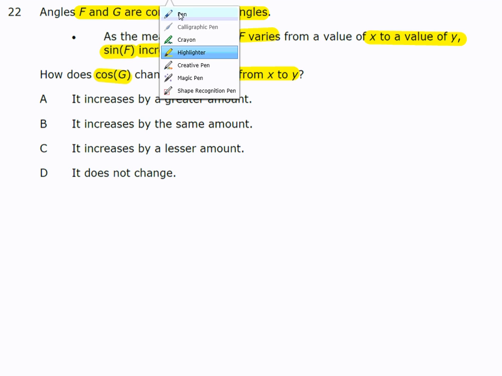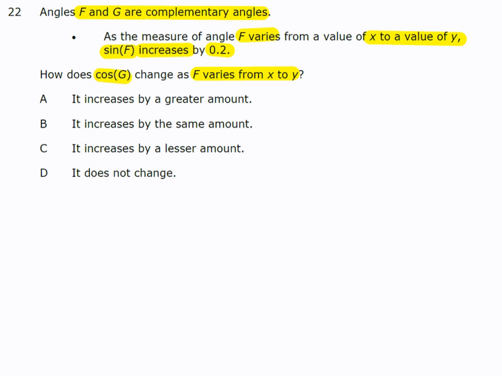So some key information here that we're going to use that's very important. F and G are complementary angles. Now, that screams geometry to me. So we've got to draw this out. Anytime you see a geometry problem, make sure you have a picture to go along with it. I always say, when in doubt, draw it out.